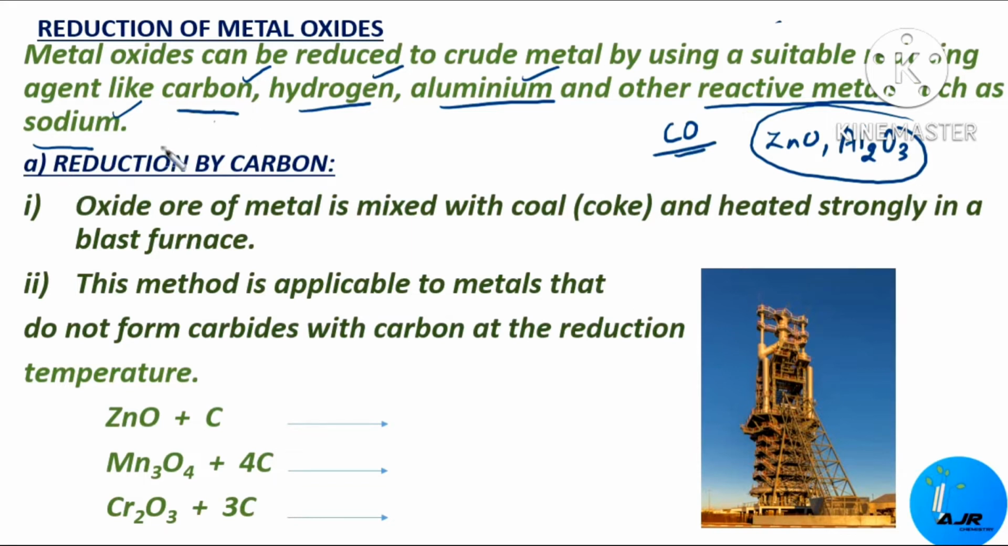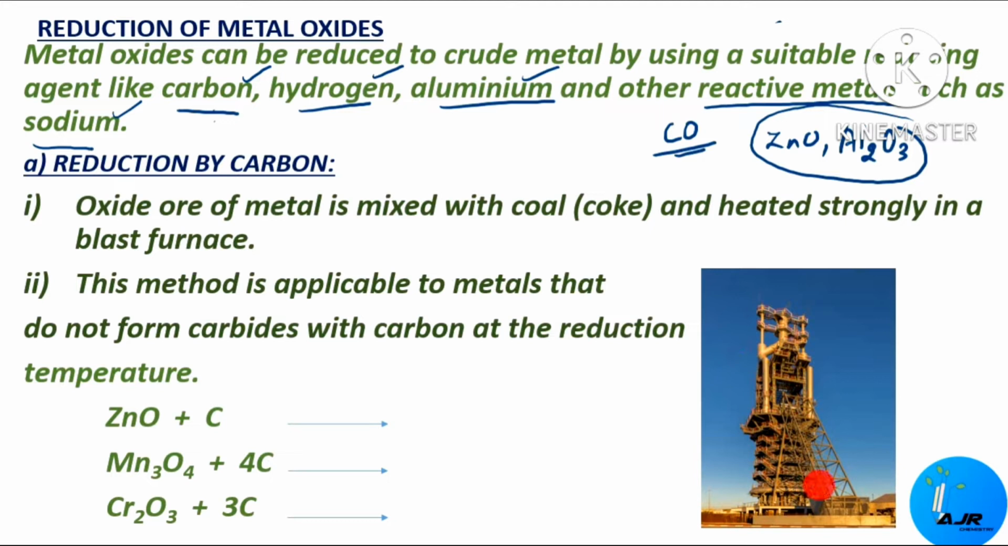Understood, students? So next we are going to see the different types of reduction of metal oxides. The first one is the reduction by carbon. What happens? The oxide ore of the metal is mixed with coal or coke. This coal's major composition is carbon. So this oxide ore of the metal is mixed with coal and then heated strongly in a blast furnace.